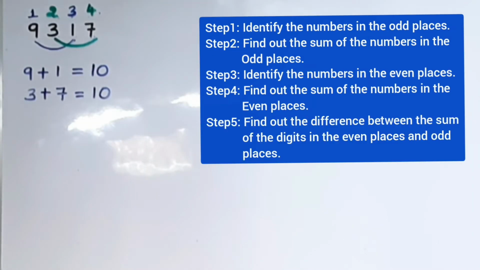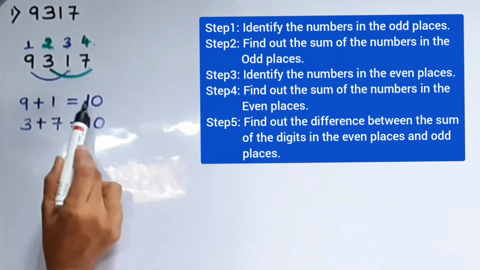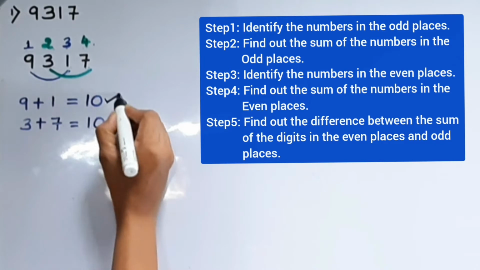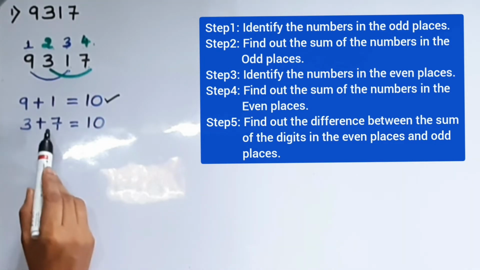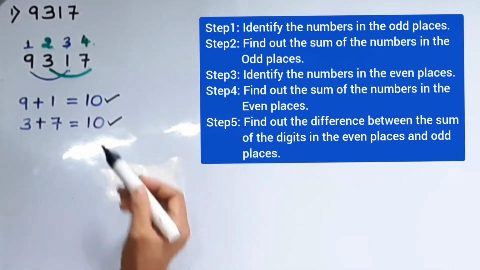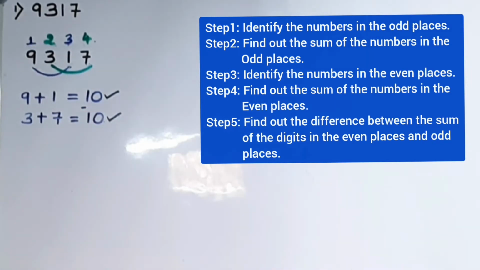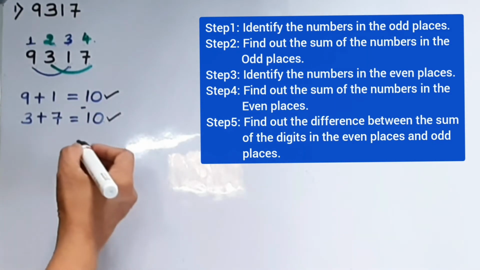Step 5. Now we have to find out the difference between the sum of the digits in the even places and the sum of the digits in the odd places. The sum of the digits in the odd places is 10 and the sum of the digits in the even places is 10. Now we have to subtract these two. That is 10 minus 10 is 0.